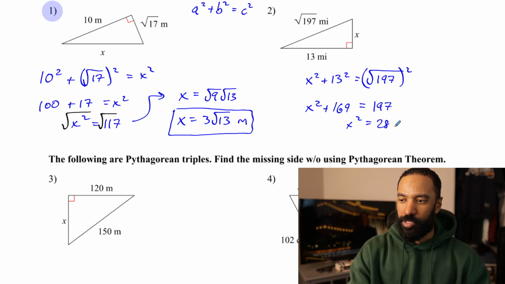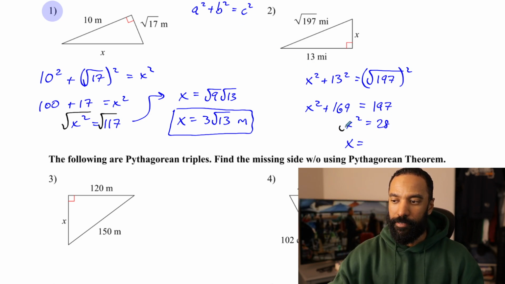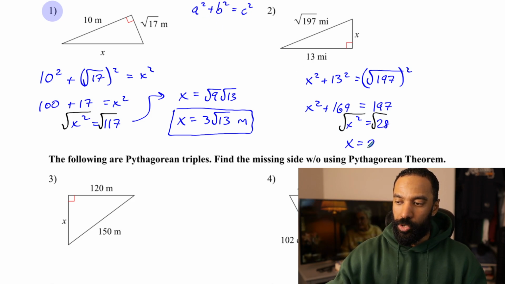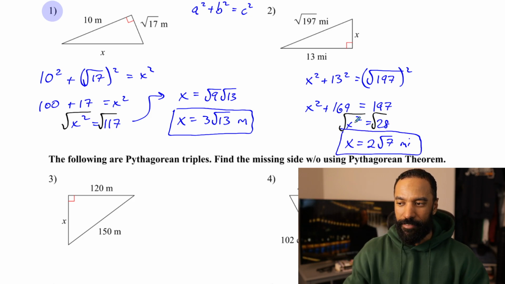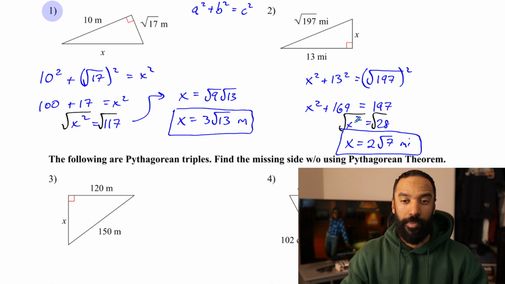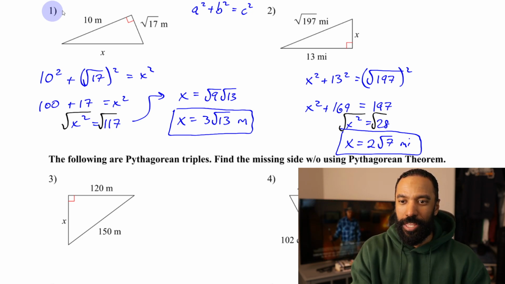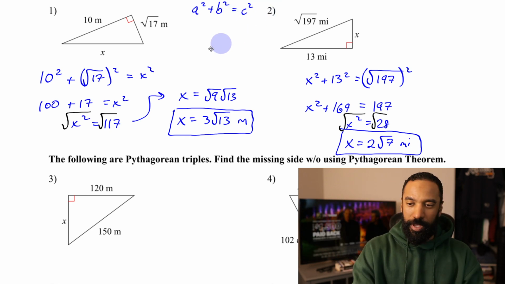And take the square root of both sides. So now we get x is the square root of 28, which has a perfect square factor of 4. Square root of 4 is 2, and that gives you 2 root 7, and this is in miles. X is 2 root 7 miles. Again, I don't think I had any intent of having units on these things, but they are there, so when we answer them, we will do the same. So that was number 2.